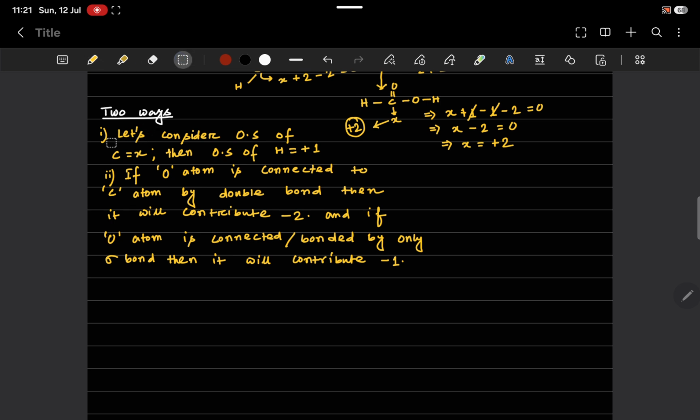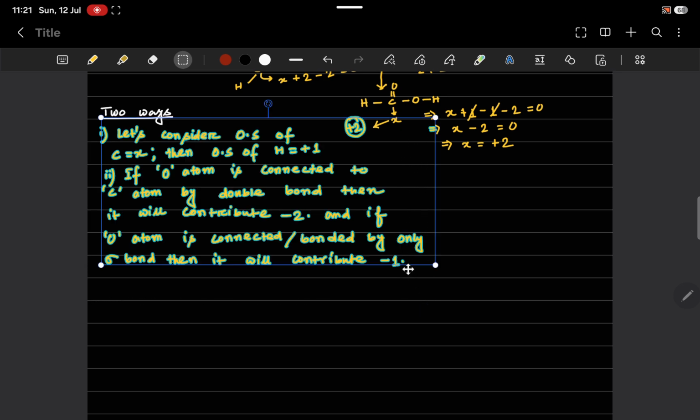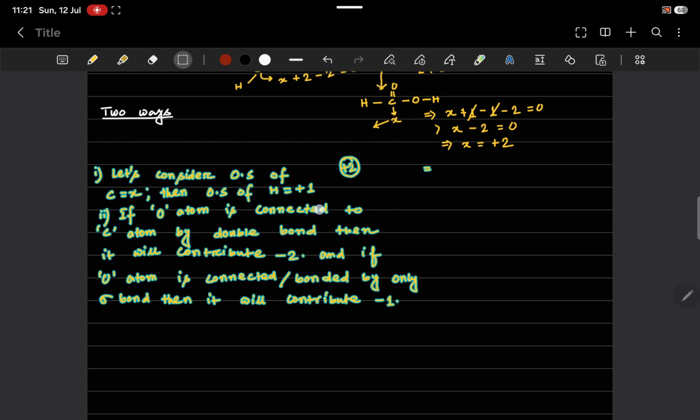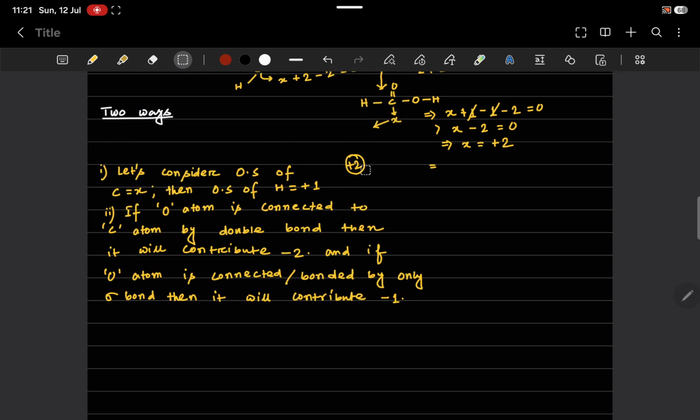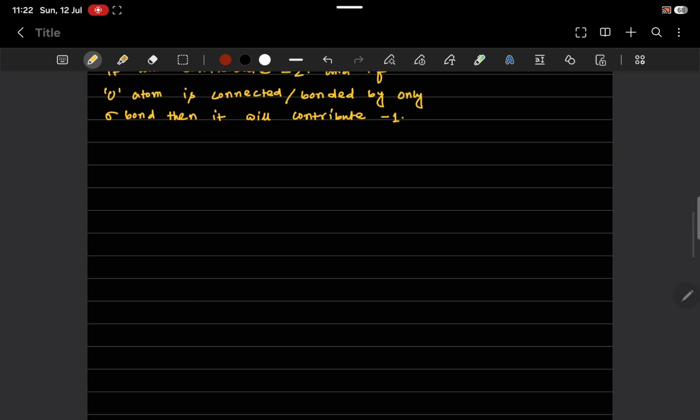So first, this way is basically the indirect process. This is not direct. This is indirect. And then the direct one, if you consider it.